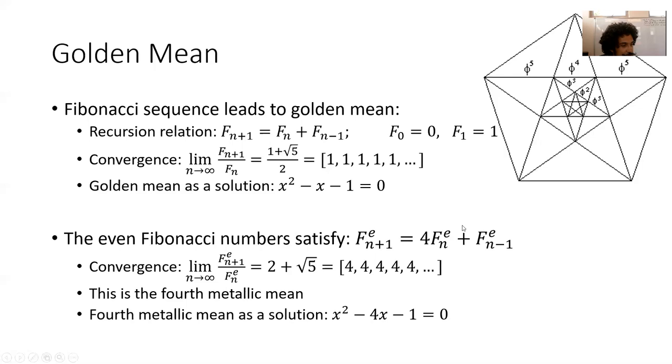So there is another notion of taking the even Fibonacci numbers, and this follows a different recursion relation. It ends up relating to 2 plus the square root of 5, which is somewhat similar to the golden ratio, but it's a little curious because we get this 4, and I don't know if you remember previously, but we saw this recurrence relationship before that involved 4s. So this is actually the fourth metallic mean, and it's a solution to this quadratic equation.